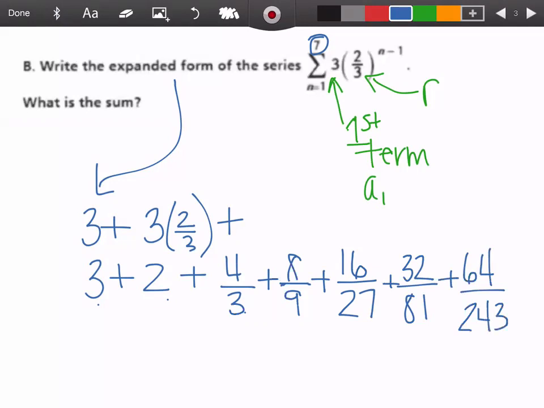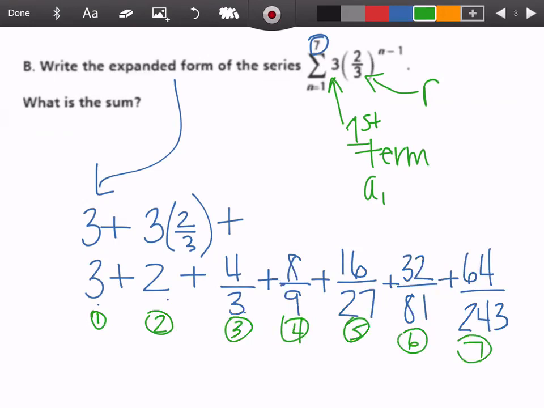You have to keep going until you get to the 7th term. And we have 1 term, 2, 3, 4, 5, 6, 7. And you can see the common ratio. As we go up in the series, you're constantly multiplying by 2/3. And now we need to find the sum.